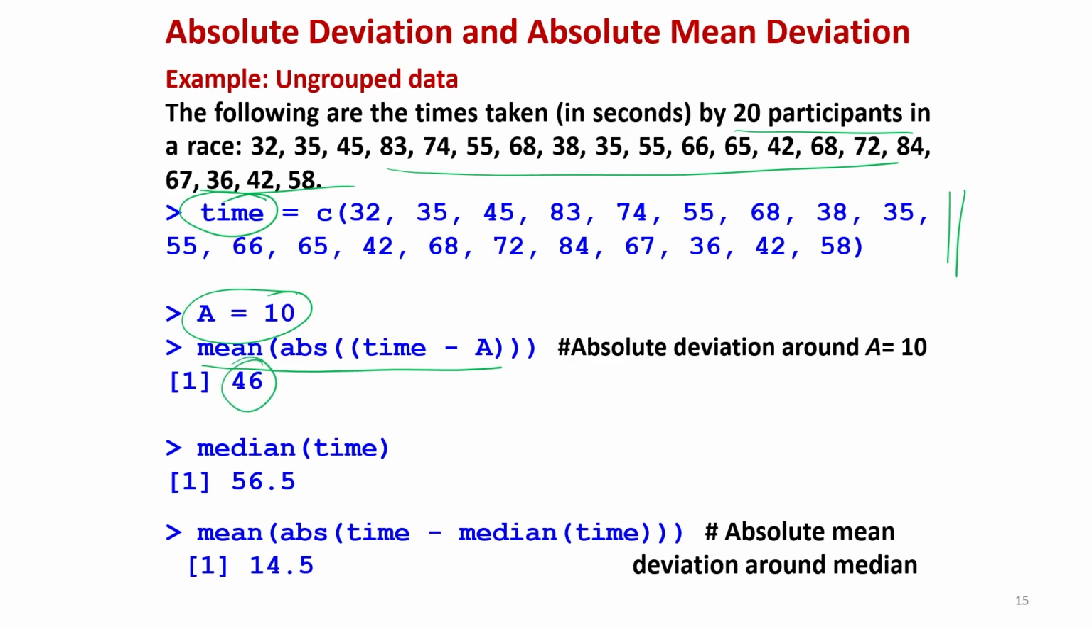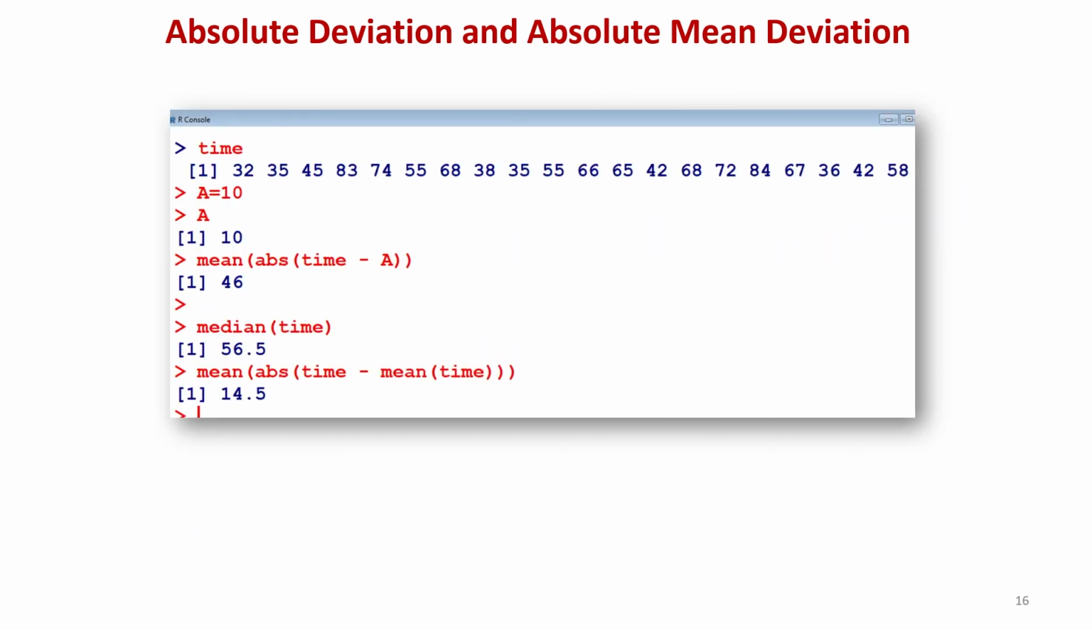And in case you want to find the absolute mean deviation, then I can find the median of time, which you can see here is 56.5, and then you use this median of time here. So then you get this absolute mean deviation as 14.5. You can see that 14.5 is much smaller than 46, because as per the principles of statistics, this absolute deviation gives the minimum value when it is measured around the median, right. And this is the screenshot of the same operation.